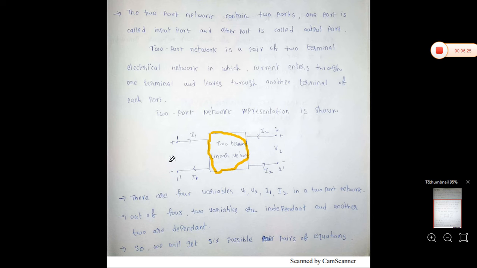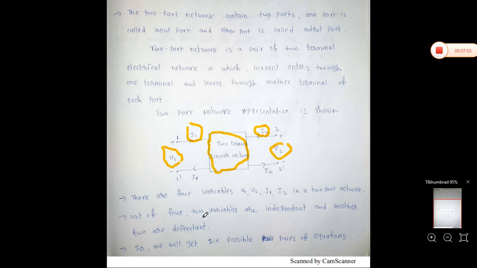The voltage across the input terminals is V1. The voltage across the output terminals is V2. Actually, the two-port network parameters are represented with only four variables: V1, I1, V2, I2. There are four variables, V1, V2, I1, I2, in the two-port network.